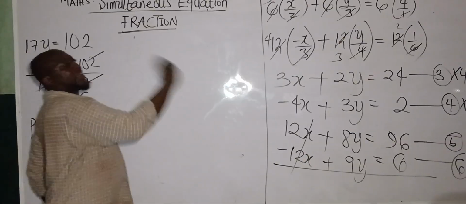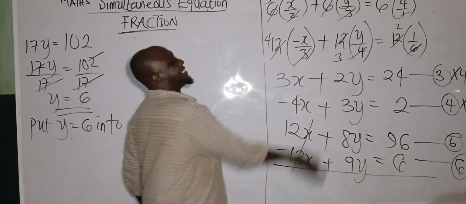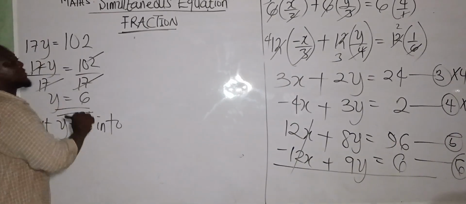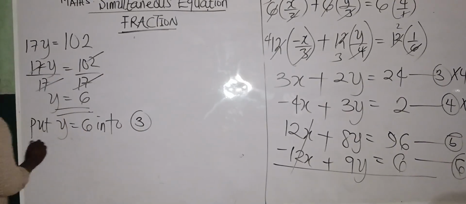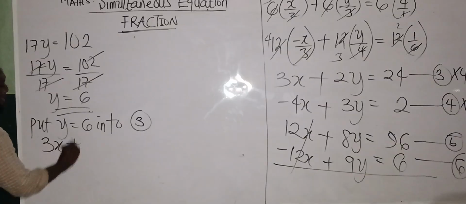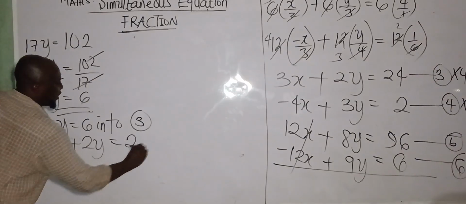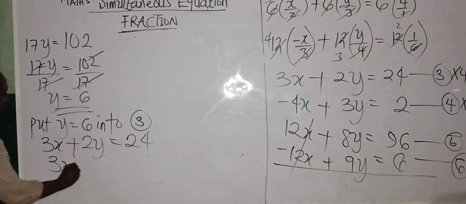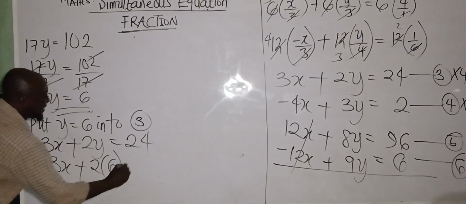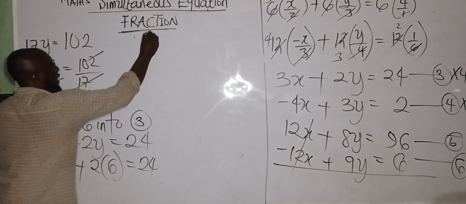You can use equation 1, you can use equation 2, you can use equation 3, 4, 5, 6. Any one you are correct. So let me use equation 4. Okay, let me use equation 3. Into equation 3, copy equation 3 out. I have 3x plus 2y that will give me 24. So anywhere I am seeing y now, I'll put 6 there. So I have this value plus 2 into bracket 6 to give me 24 here.